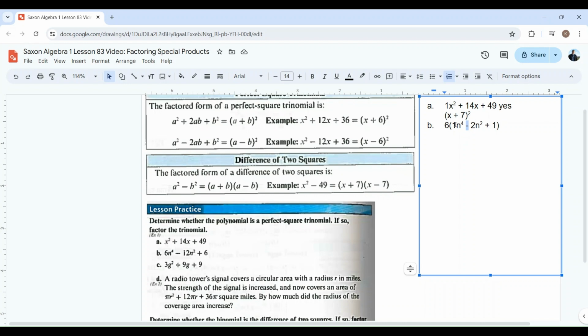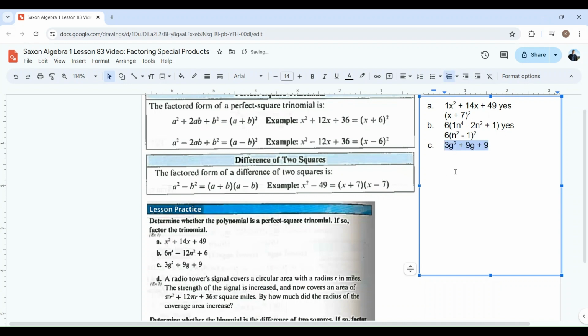What's the square root of n to the fourth? It's n squared. Square root of 1 is 1. This is going to be, I have to make sure I bring my 6 along, n squared minus 1 squared. Okay, so everything in parentheses here turns into n squared minus 1 squared, and then I need to multiply that whole thing by 6.